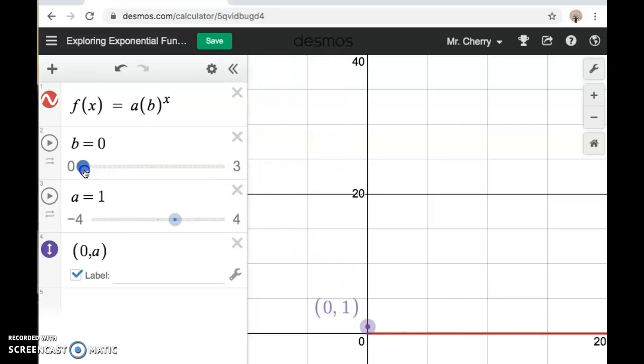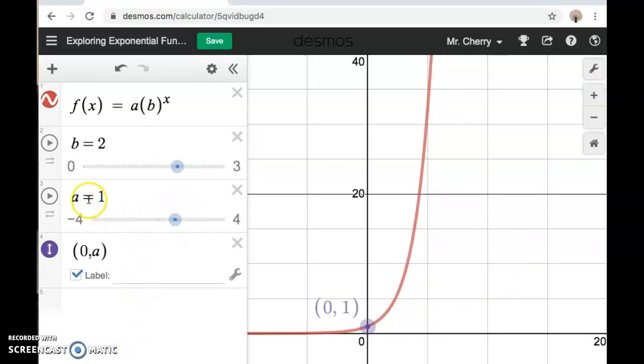And then at 0, there's no curve, because 0 times anything is 0. So the idea is when b is less than 1, you're going to get a decreasing exponential function. And when b is greater than 1, you're going to get an increasing exponential function. All right, so now we're going to explore what a is doing.